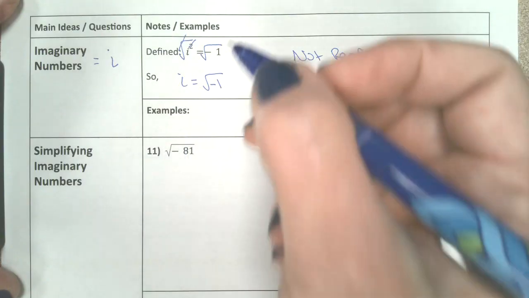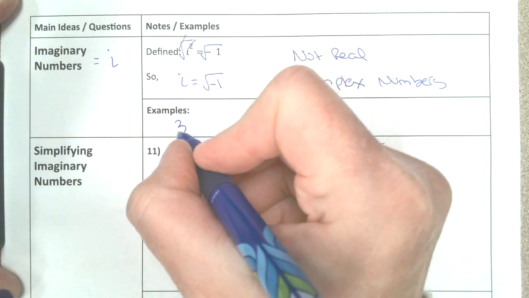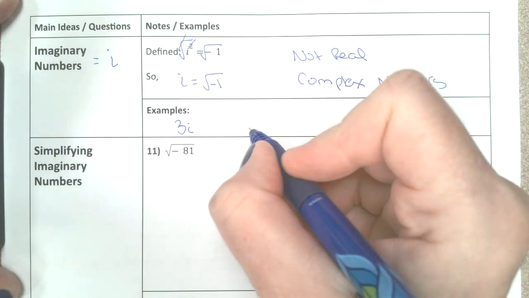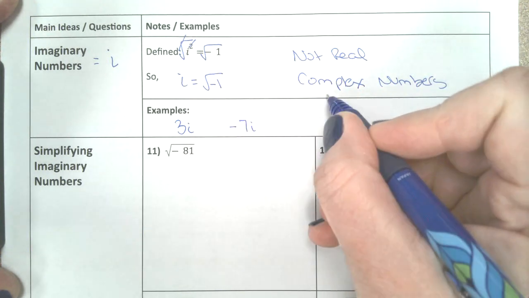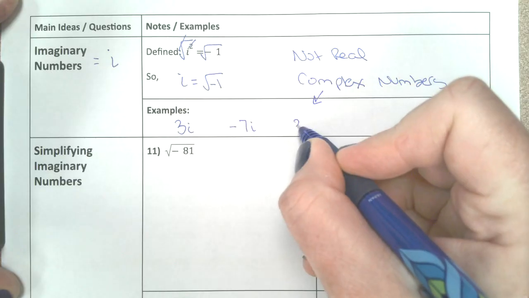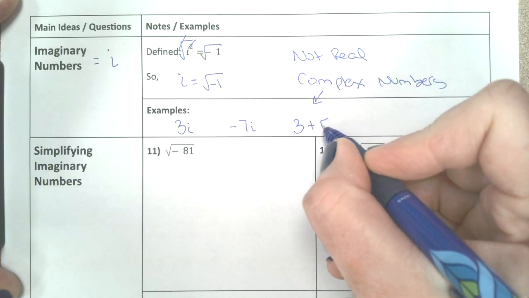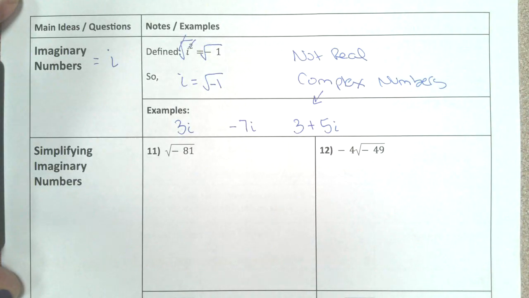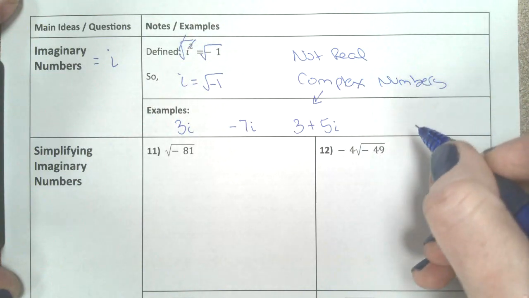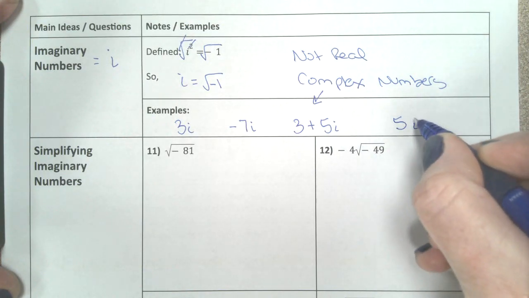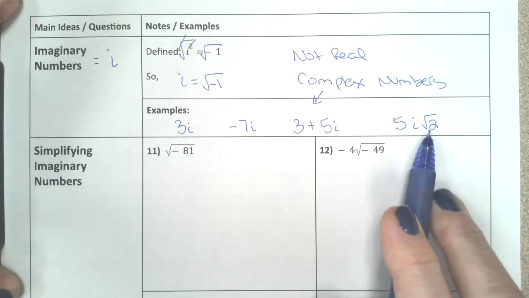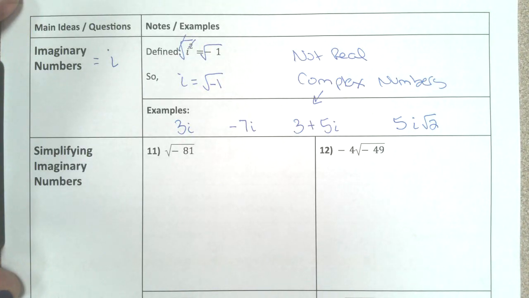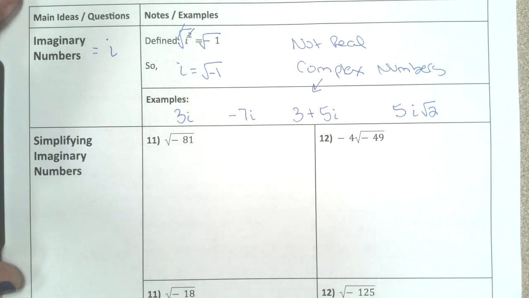Some examples of imaginary numbers. You might have a 3i. It could be a negative coefficient. A complex number has a real part and an imaginary part. It could be 5i radical 2. We could have a coefficient and a radical part of it. All of these are examples.